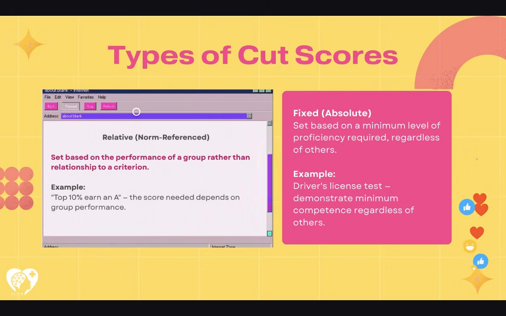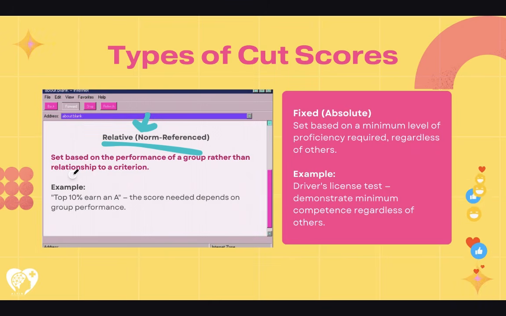Anyway, what are the cut scores? We have the relative or the norm reference. Since this is already a familiar word, you know that a norm reference would depend on the scores of the test takers. So norm reference and criterion mean the same. A norm reference, or relative cut score, is set based on the performance of a group rather than the relationship to a criterion. So say for example, in Introduction to Psychology, I would say the top 5% will earn a perfect grade, 100 over 100, on your midterm exam.